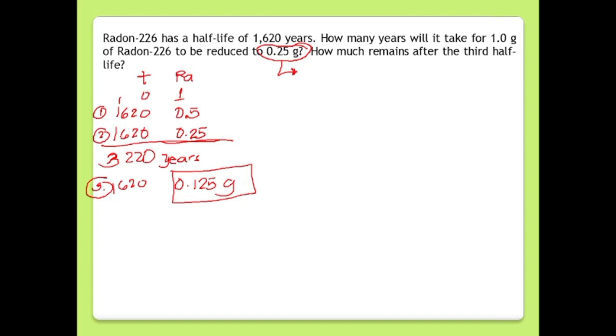So, medyo ayusin lang natin to. So, sa second half-life, hindi na siya 1,620, 3,240 na siya. That is 3,240. And then, sa third half-life, 3,240 plus 1,620, that would be 4,860.